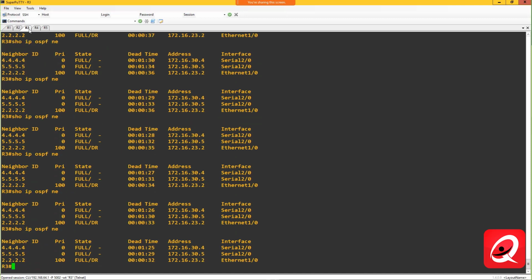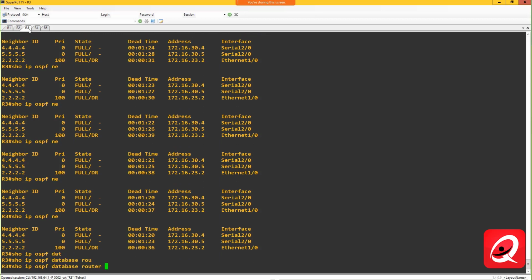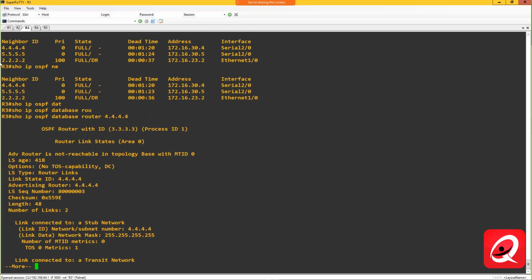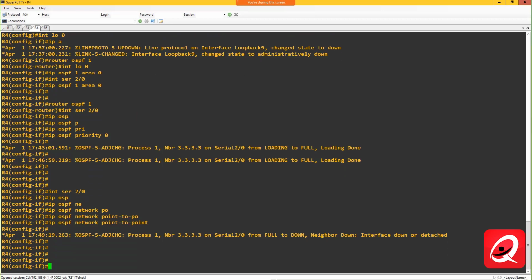Uh-oh. We've gone below the 30-second threshold here. Oh, that's right. Our timers have changed, right? We're sending these hellos every 30 seconds. So show ip ospf database router 4.4.4.4, still have an issue. The advertising router is not reachable within the topology or within the tree.